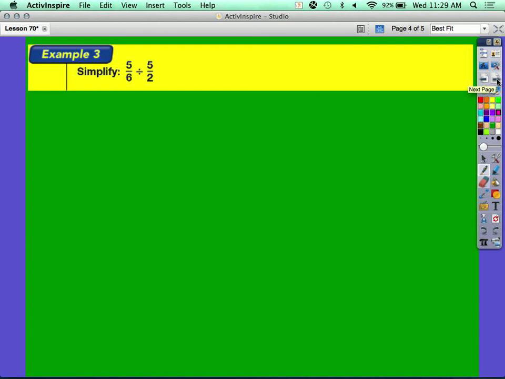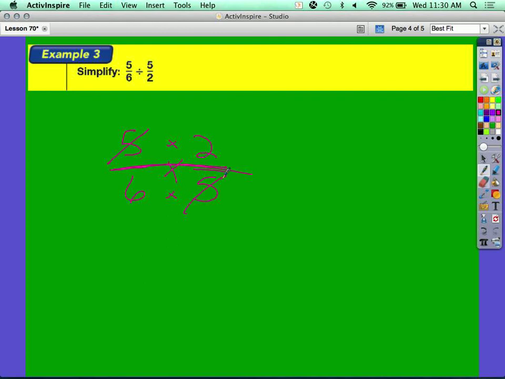One more example here. Okay, I have 5/6 divided by 5/2. Now, remember when we're dividing fractions, don't ask why, flip the second fraction and multiply. 5/6 times 2/5. So I draw a line across, multiply here, multiply here. Okay, I see there's a 5 on top, 5 on bottom.